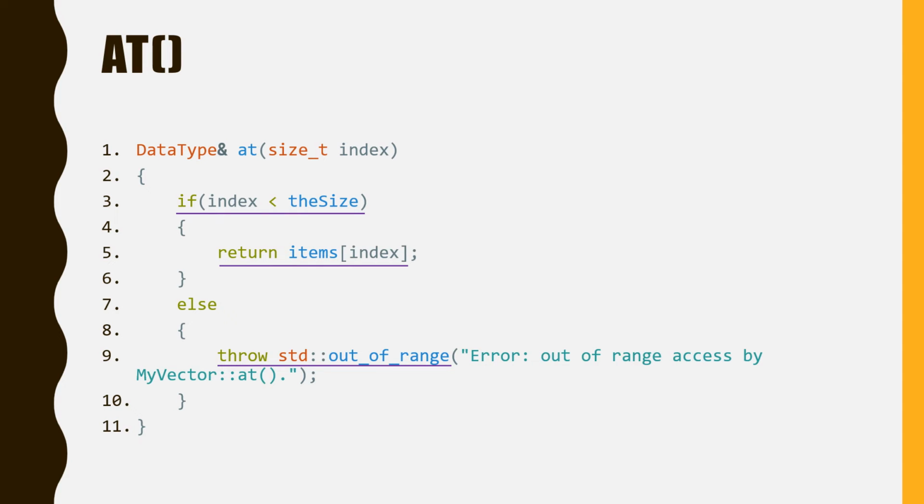On the other hand, you will need to compare the index with the size of the array. If the index is smaller, then the access is within the bound and we can return the corresponding value. Otherwise, in line 9, we throw an error message to notify the error. If you want to know more about C++ error notification, you can read more about the keywords try, throw, and catch.